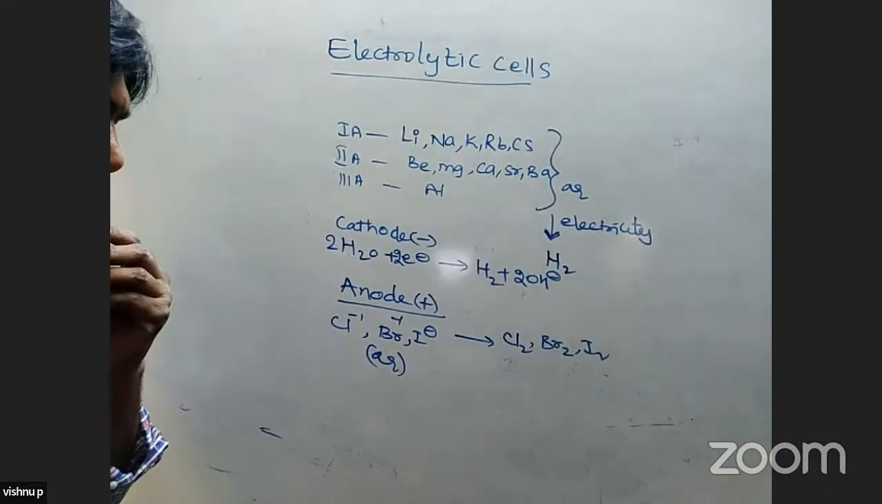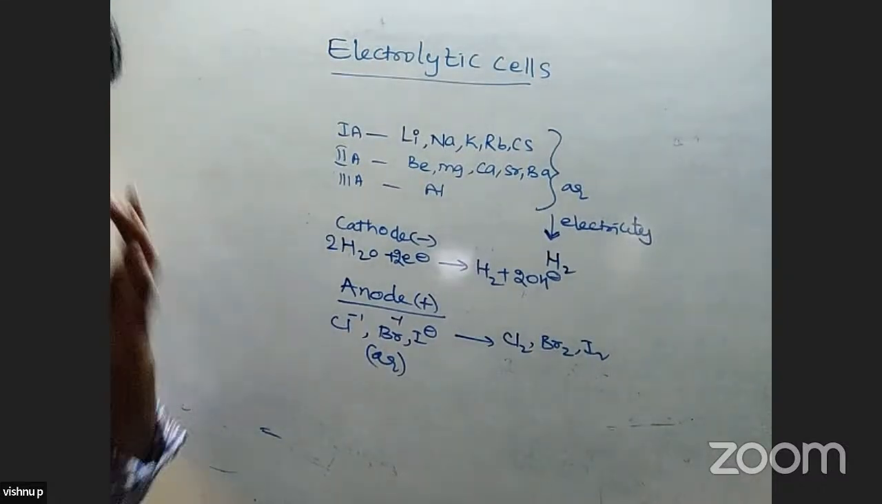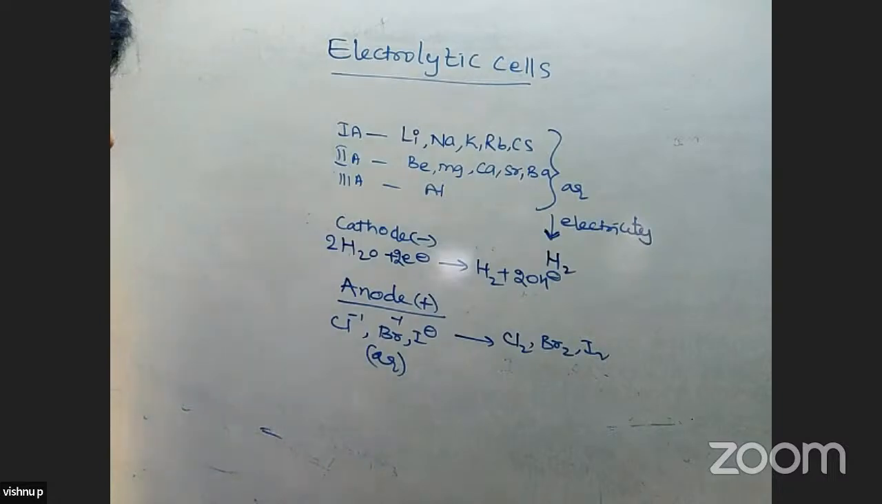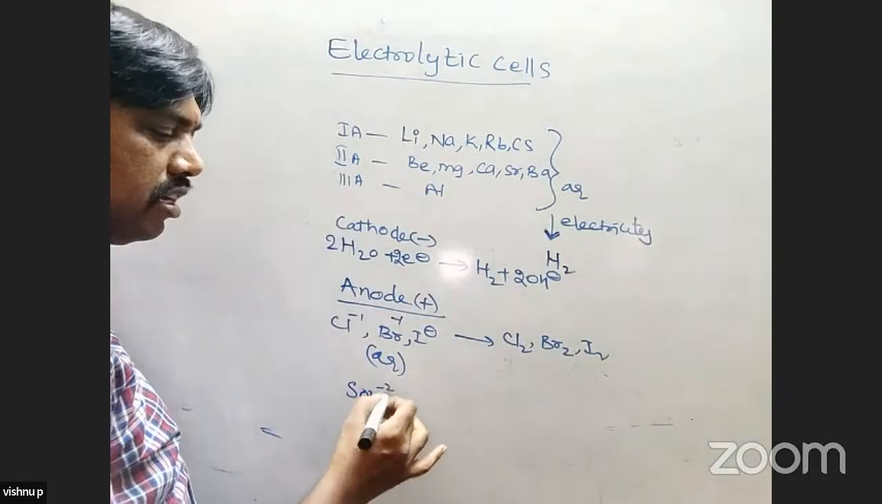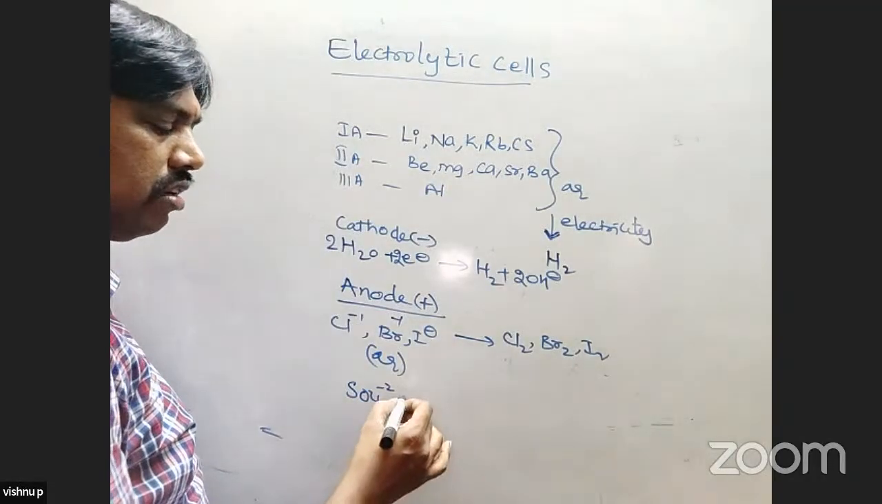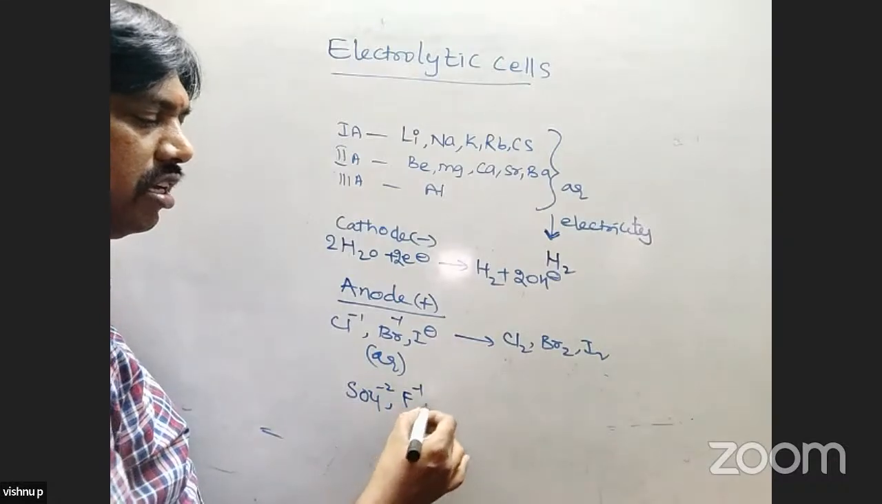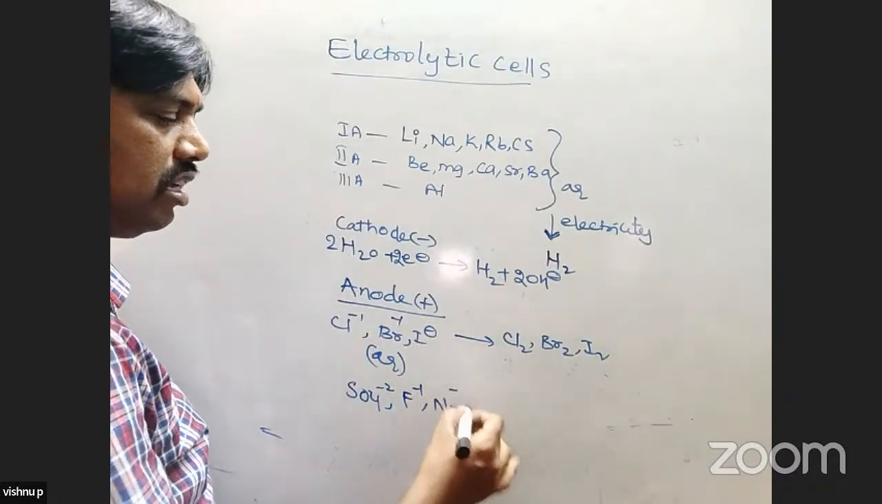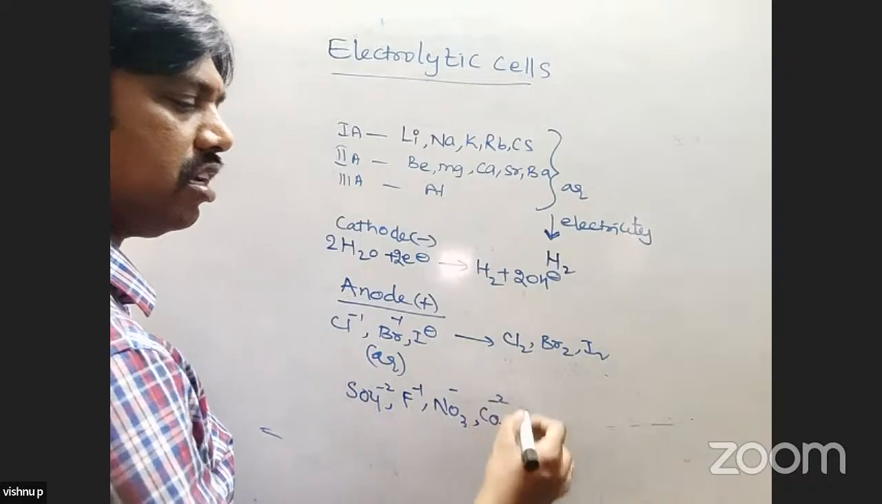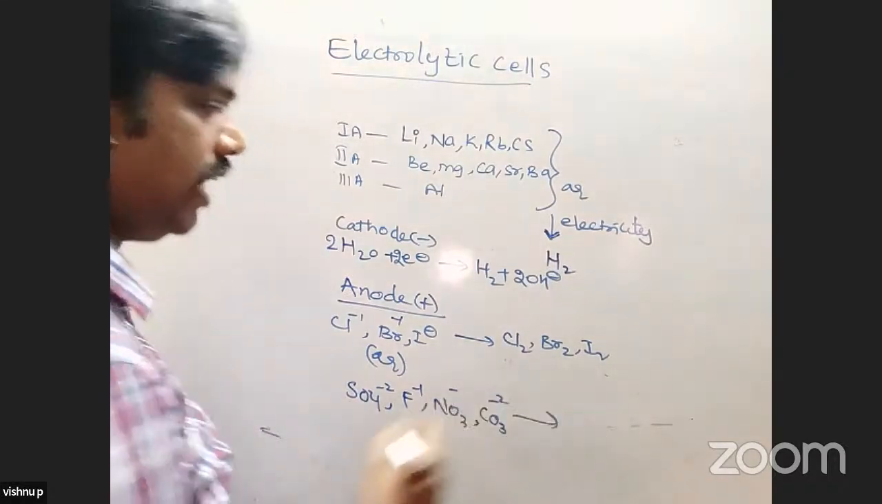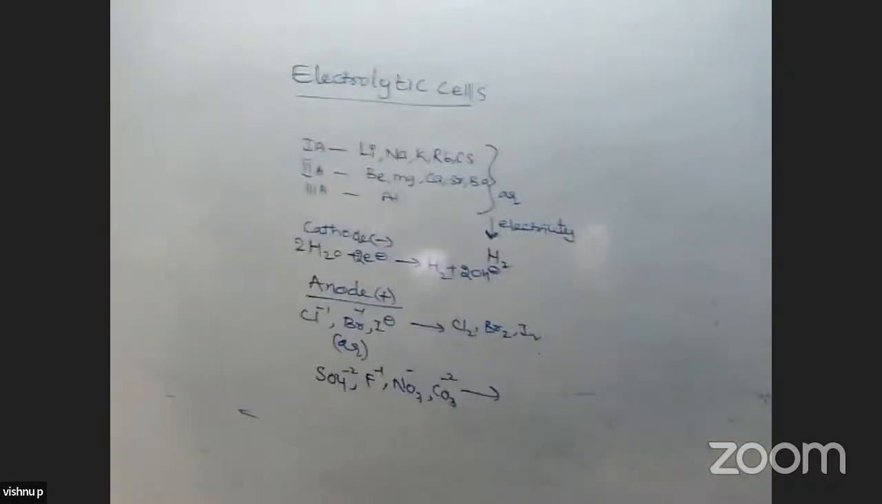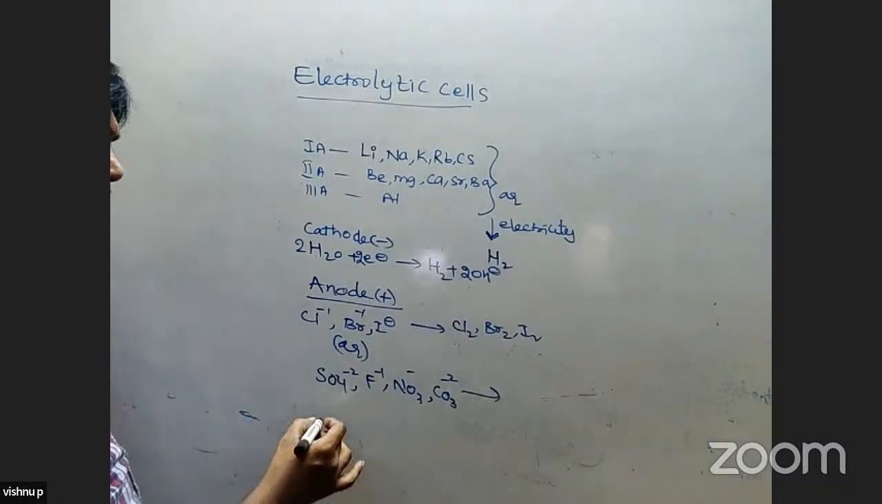Bromine, iodine. These gases are evolved at the anode. Next, if a sulfate is present and chloride is present, nitrate is present, or carbonate is present, what is the reaction at the anode? That reaction takes place at the anode.